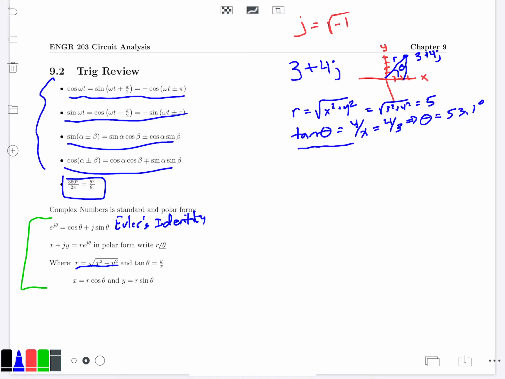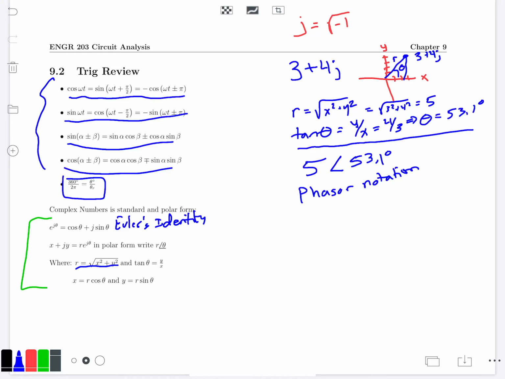Now here's how we're going to write our polar format. We're not going to write it as an ordered pair like you used in Calc 2 or something. We are going to write it in the following way: 5, the radius, then we write the angle sign, and then 53.1. This is going to be called phasor notation. That's how we're going to deal with our complex numbers. We're going to turn them into phasors.